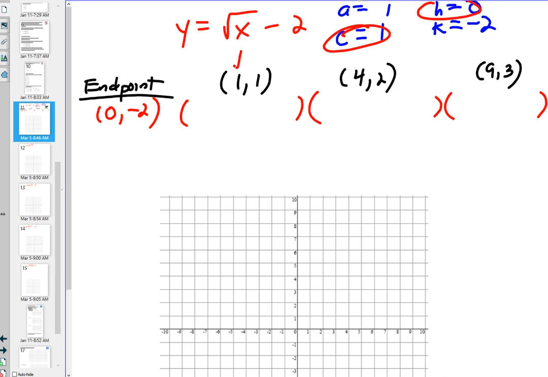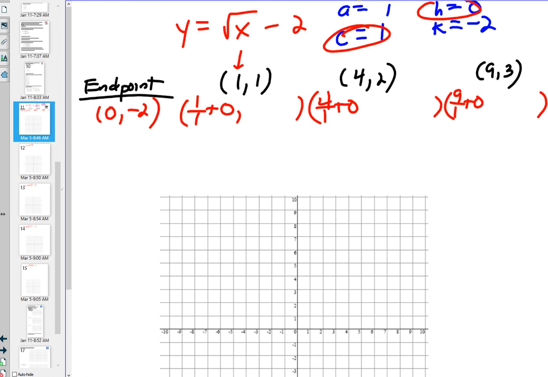Okay, so this is the x I'm starting with. I'm going to divide it by C, which is 1, and add H. What's 1 divided by 1 plus 0? Still 1. Nothing's going to change. This one would be 4 divided by 1 plus 0. This would be 9 divided by 1 plus 0.